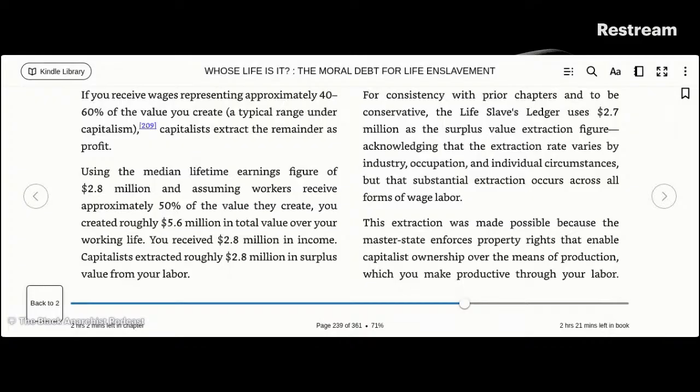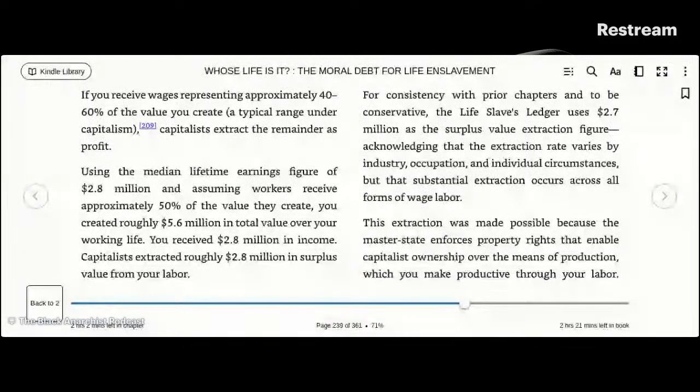Using the median lifetime earning figures of 2.8 million and assuming workers receive approximately 50% of the value they create, you created roughly 5.6 million total value over your working life. You received 2.8 million in income. Capitalists extracted roughly 2.8 million in surplus value from your labor.